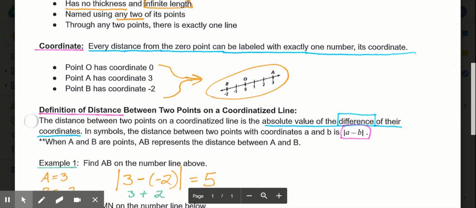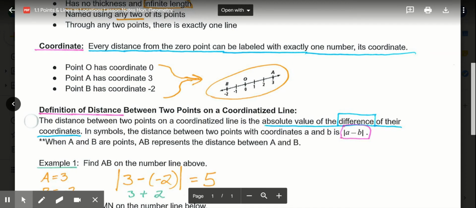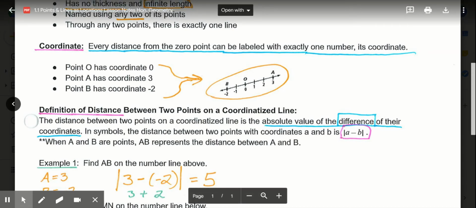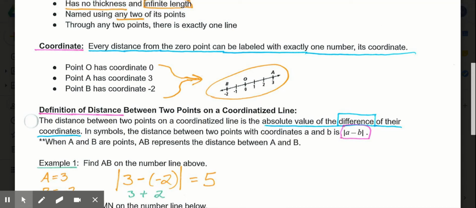So then we look at that idea of coordinates to get our definition of distance between 2 points. So any 2 points, any point can be assigned a coordinate, and any 2 coordinates or 2 points can go on a coordinatized line. So what we call a number line is a coordinatized line.